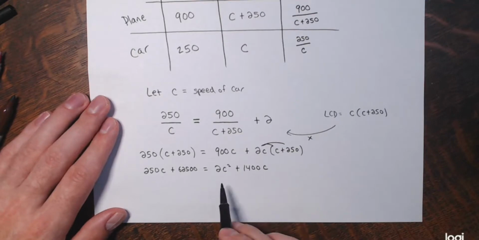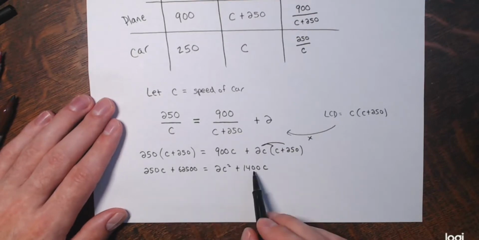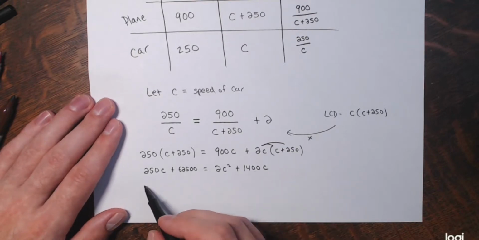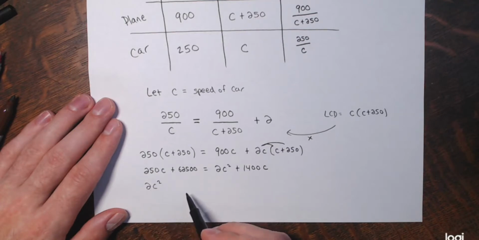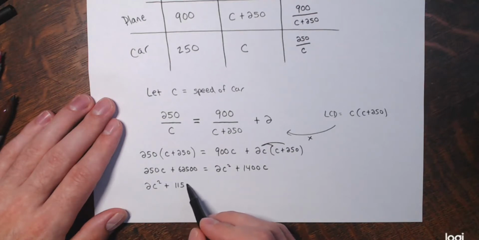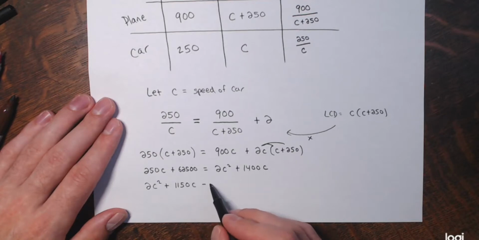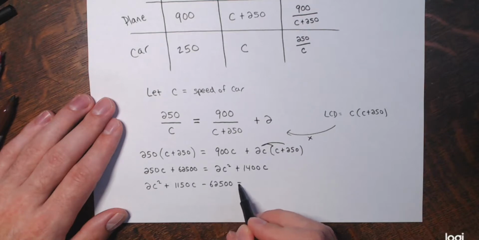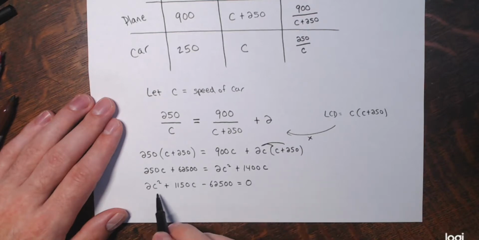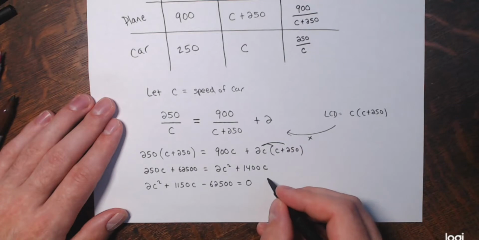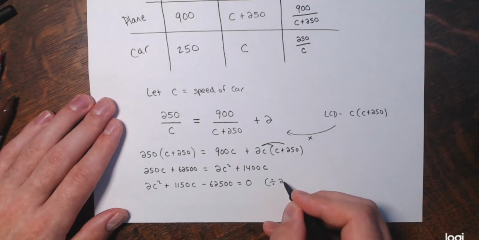Alright. Taking everything to the right, and I'll switch sides. We have 2C squared subtracting 250C plus 1150C. Right, 1400 minus 250 would be 1150. And then minus 62,500 equals 0. And one thing I'm noticing here is that all the coefficients are even. So just to make the numbers a little smaller, I'm going to divide everything by 2.